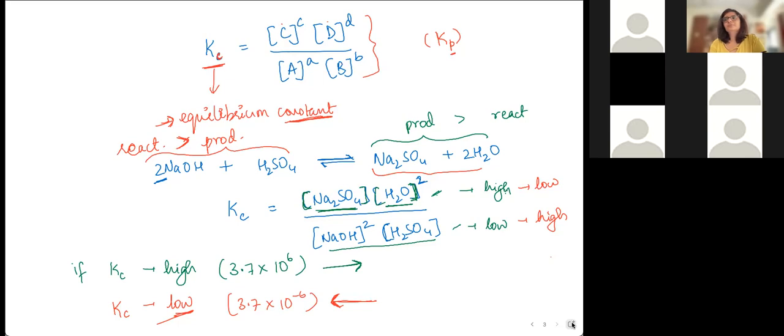From an examination point of view, you may be given any of these quantities. You may be given the concentration of reactants and products and asked to find Kc, or you may be given Kc and the concentration of products, and then predict the concentration of any one of the reactants. You'll be given some values, and there will be one or two unknown values that you have to find out. Could be anything.